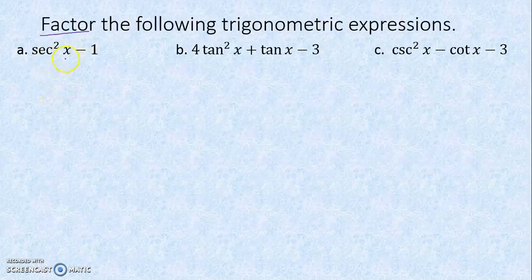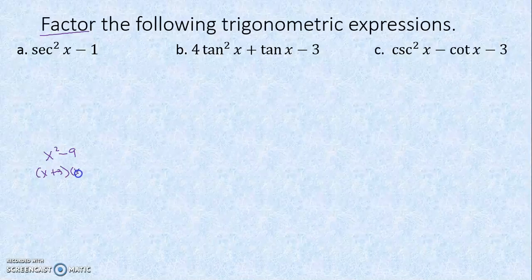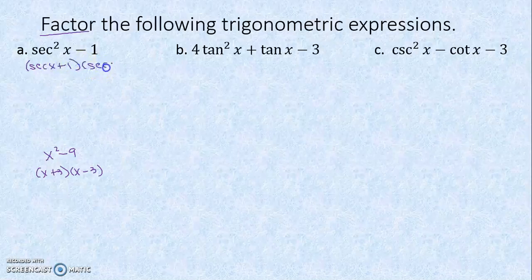So this is the difference of two squares, just like you might see x squared minus 9, that you would tell me is x plus 3 and x minus 3. This is going to become secant x plus 1 and secant x minus 1. So I have that factored. That's it. I'm done.